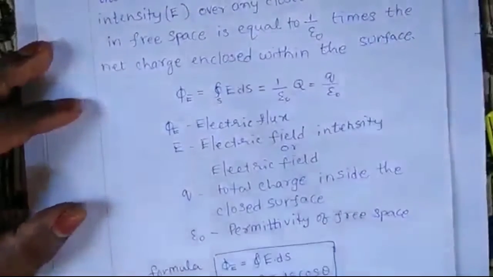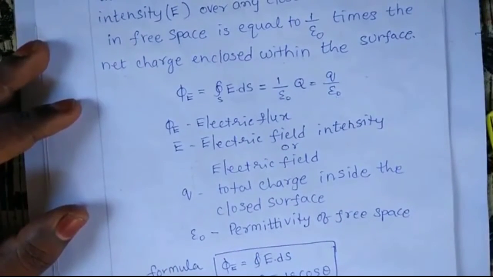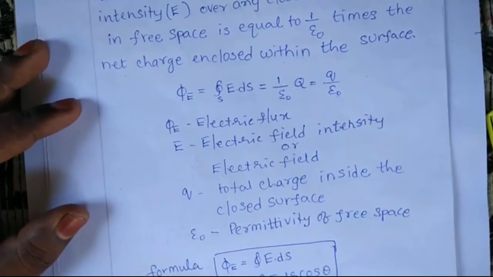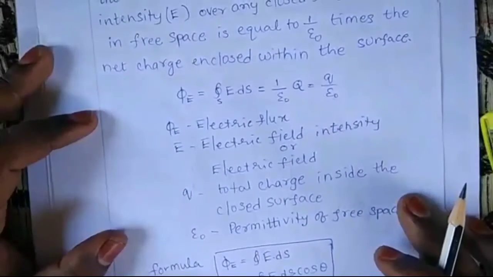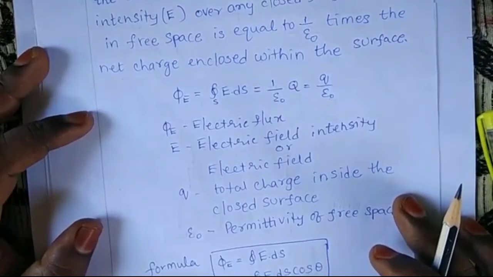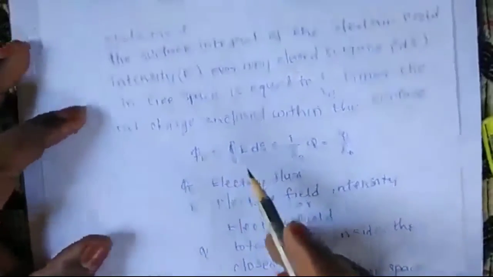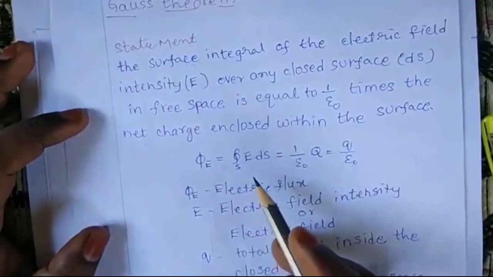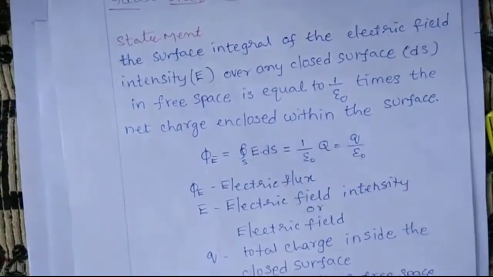Once again, the statement: the surface integral of the electric field intensity over any closed surface in free space is equal to 1 by epsilon naught times the net charge enclosed within the surface. Very, very important formula: phi equals surface integral E·ds equals Q by epsilon naught.